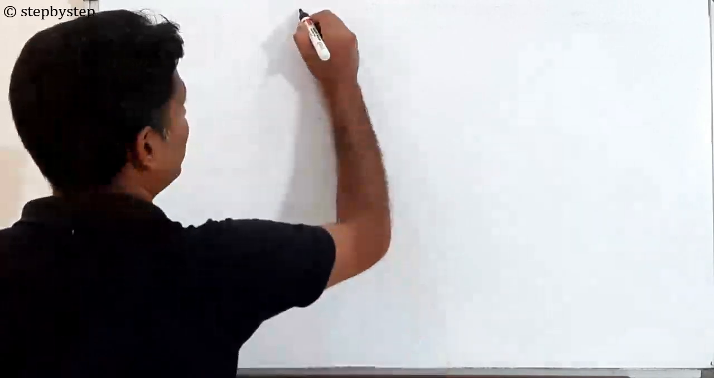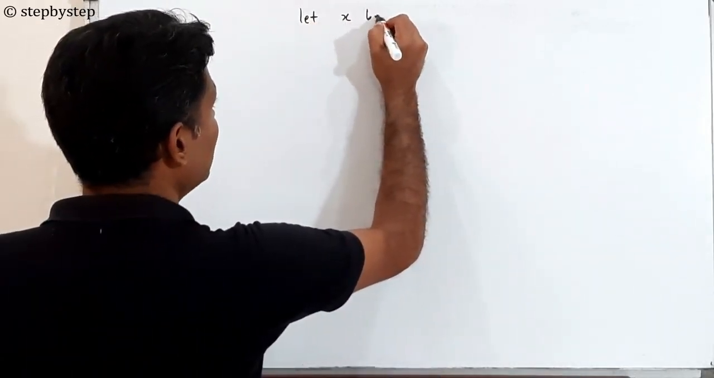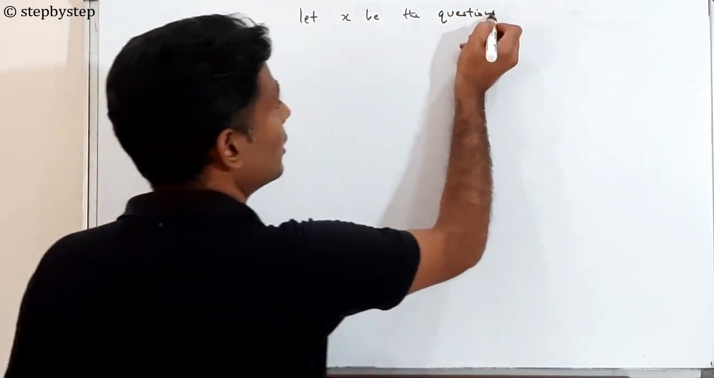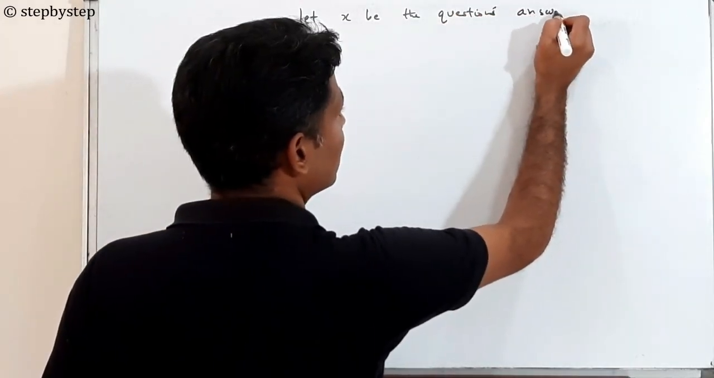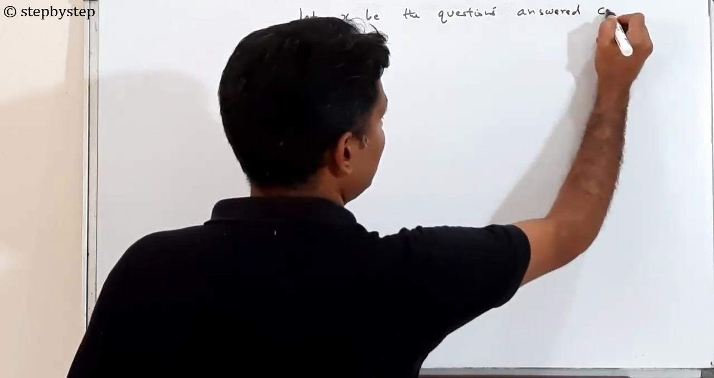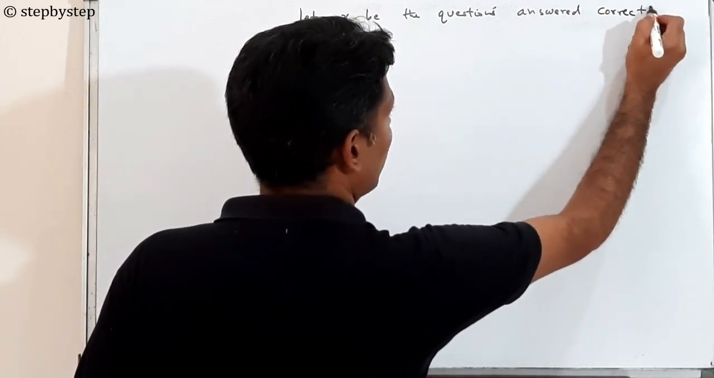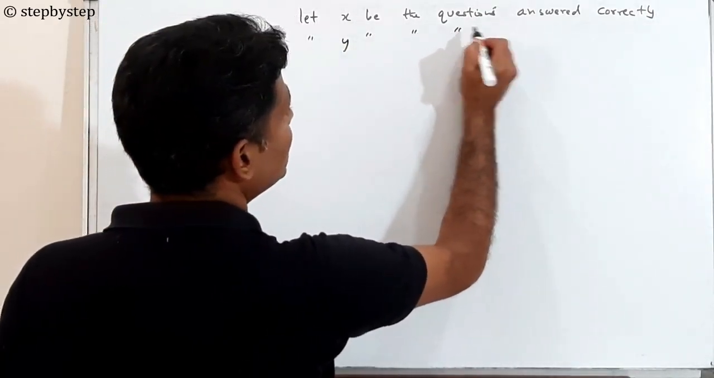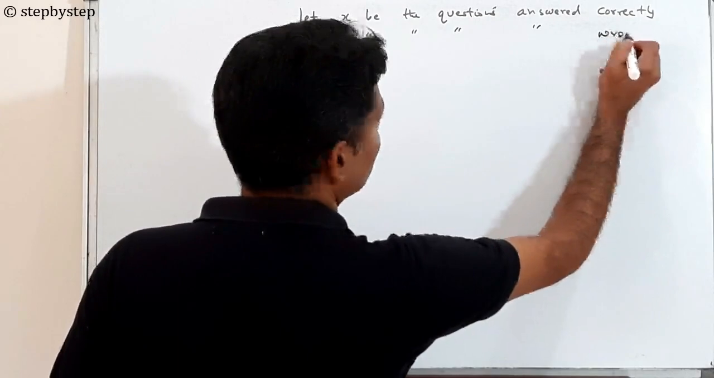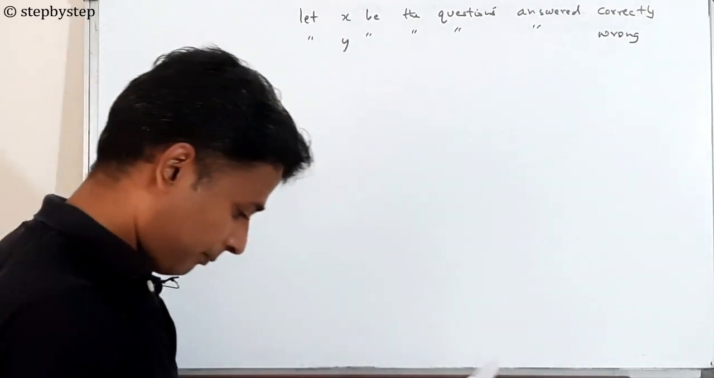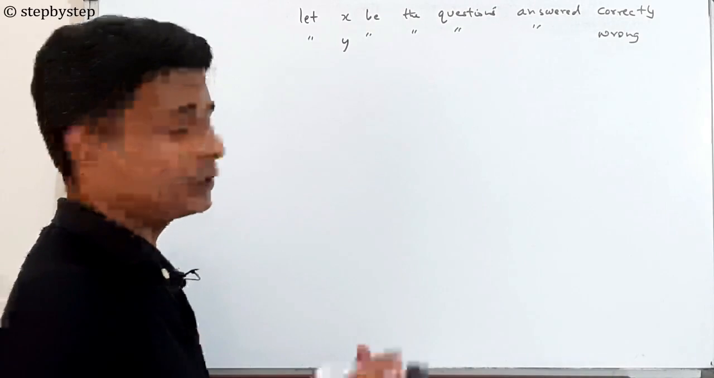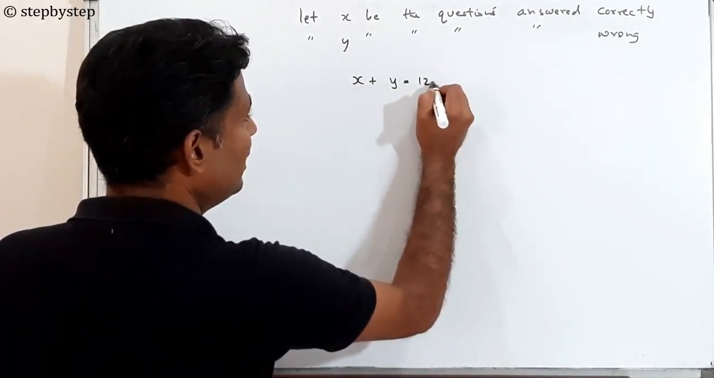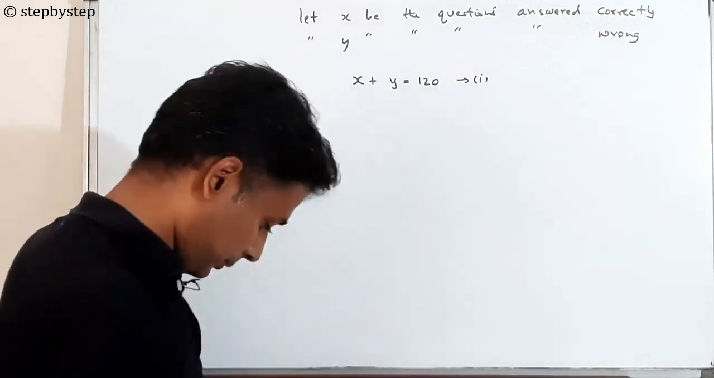So, what do we have to take? Let x be the questions answered correctly, and what will be y? Let y be the questions answered wrong. This is what we will take as y. Now he answered 120 questions, which means the total number of questions he answered was 120. So we already got our first equation.